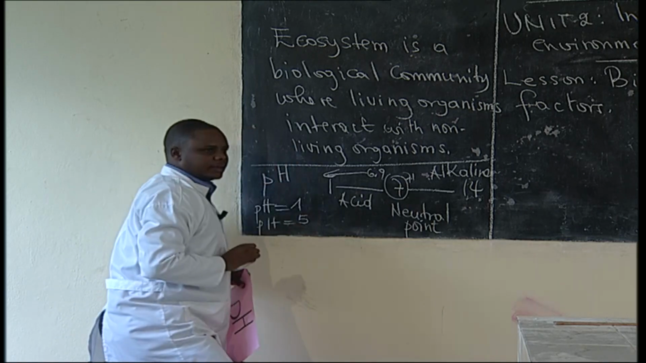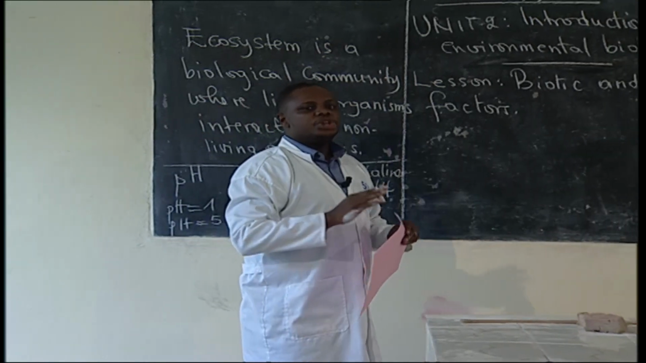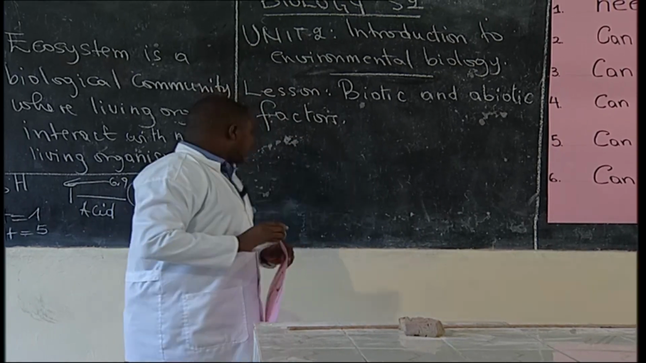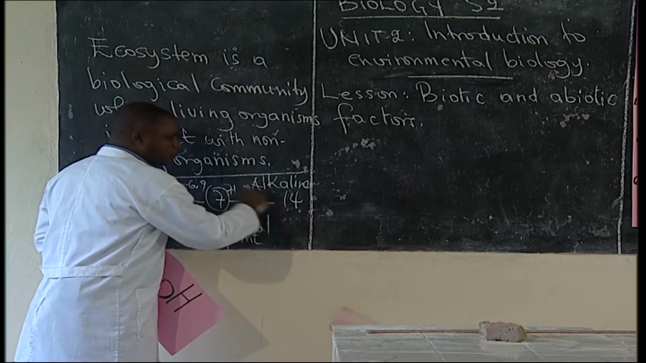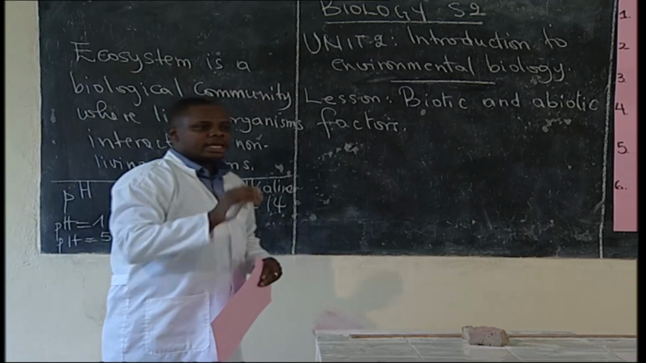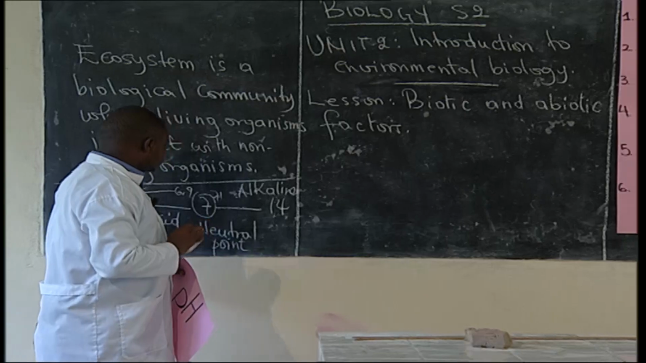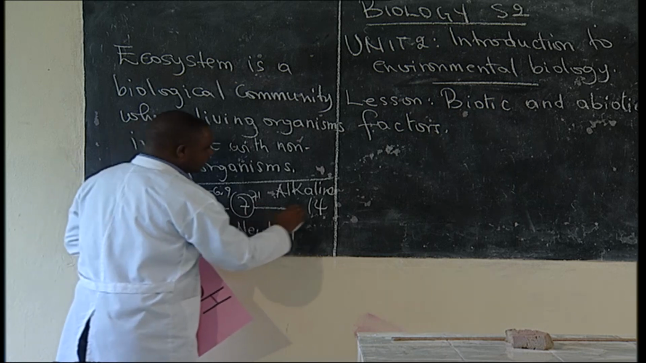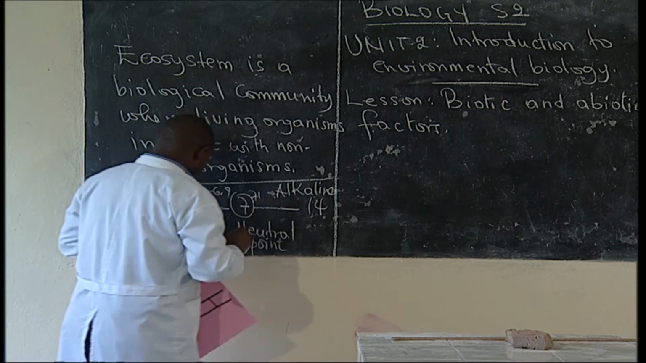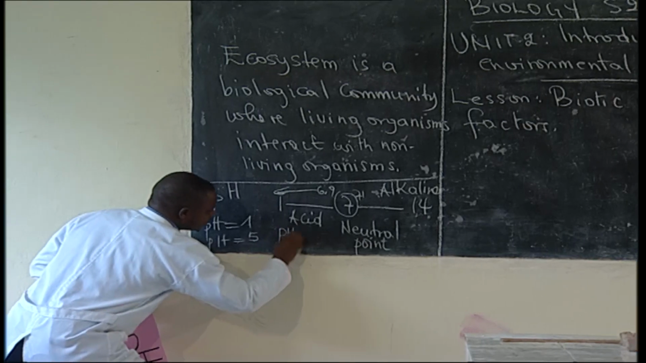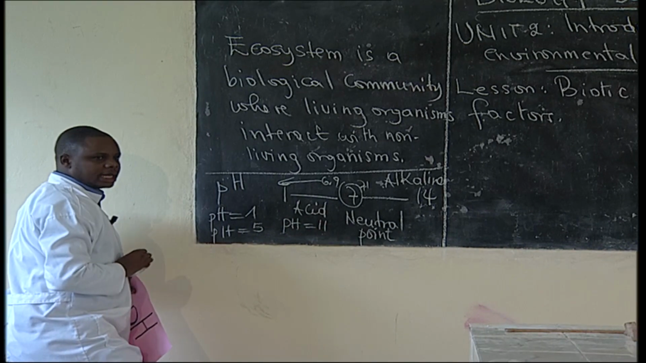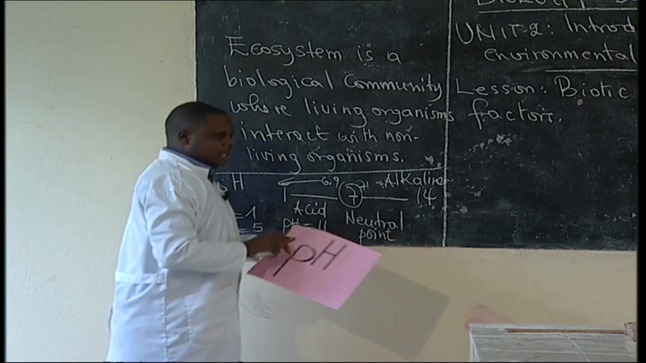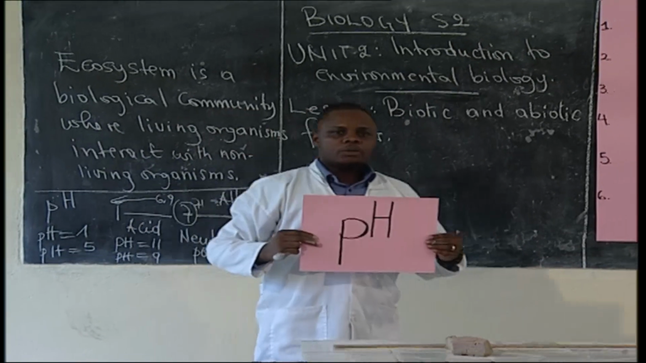At point 7, that's where a substance is neutral, neither acidic nor basic. Then from 7.1 to 14, a substance is alkaline. And alkalinity increases from 7.1 up to 14, which means a substance which has a pH of 11 is more alkaline than a substance which has the pH of 9. So this is potential of hydrogen.